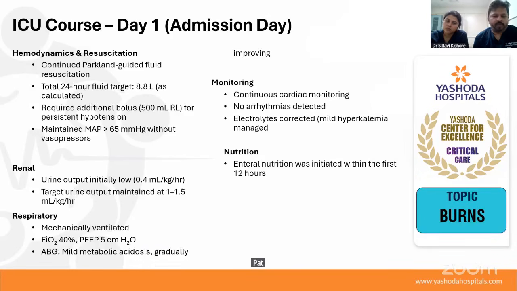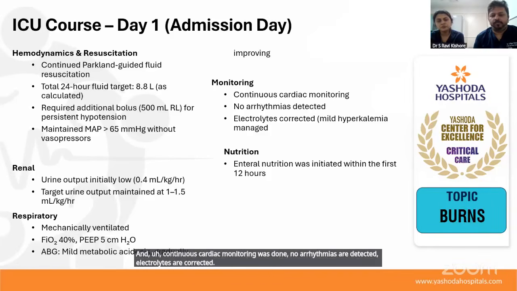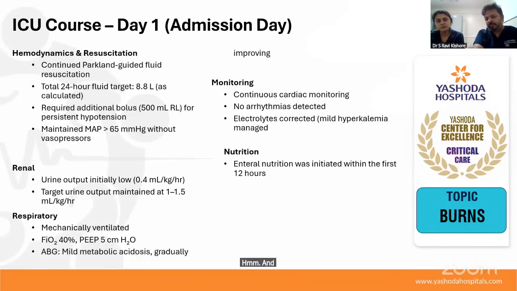The patient is on mechanical ventilation with FiO2 of 40% and PEEP of 5. The ABG shows a mild metabolic acidosis, which gradually improved, and continuous cardiac monitoring was done. No arrhythmias were detected. Electrolytes were corrected, and enteral nutrition was initiated within the first 12 hours.